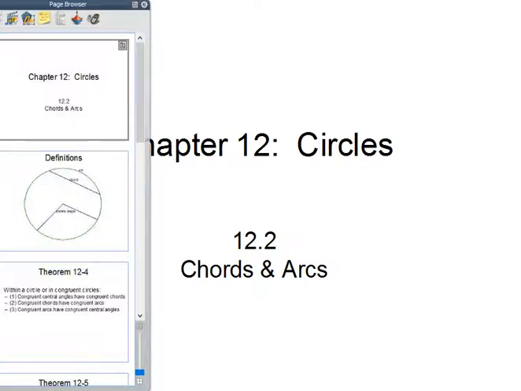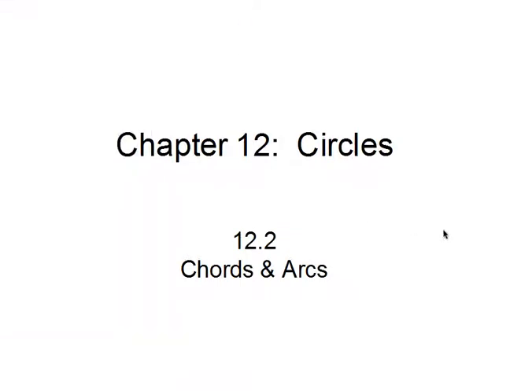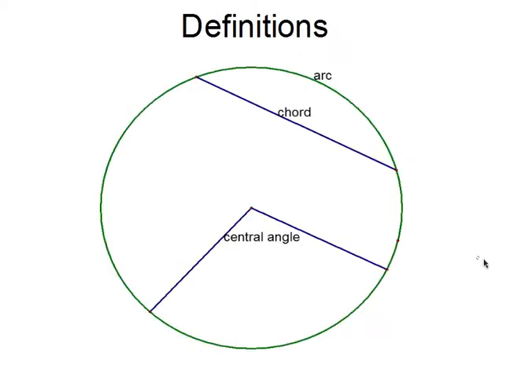Right, section 12.2 is chords and arcs. So within a circle, we have these things called chords and arcs. A chord just has to have two endpoints on the circle, and the segment is drawn between those two endpoints. So technically, a diameter is a chord. Okay? So you need to remember that.